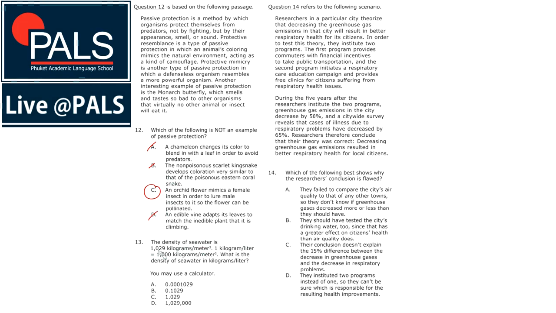The density of seawater is 1029 kilograms per meter cubed. 1 kilogram per liter equals 1000 kilograms per meter cubed.